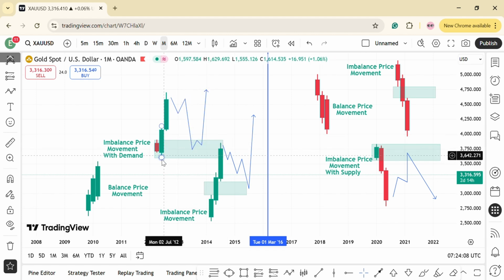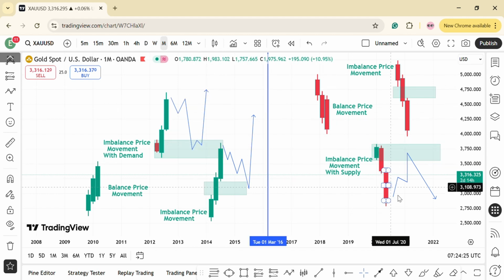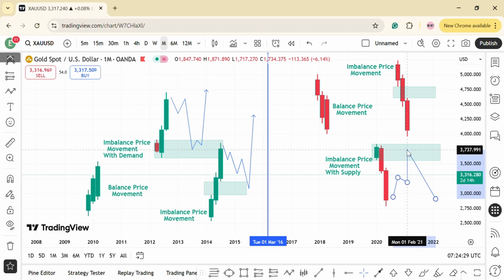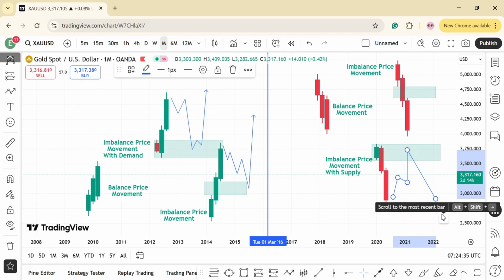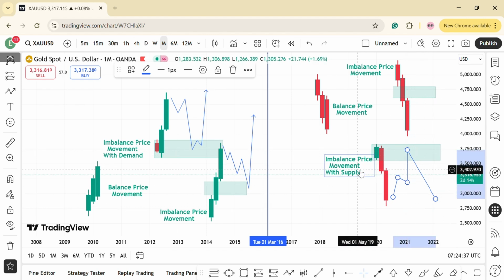Because the big guys who caused this move are waiting for price to come back to this discounted level, this cheaper price, before they place another entry to the upside. So the big guys, the institutional traders, are waiting for price to get to this premium price level and then they put more entries to push price to the downside. That is just how it works.